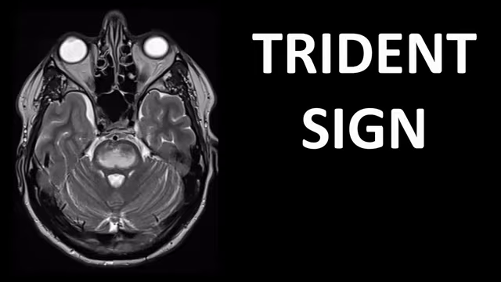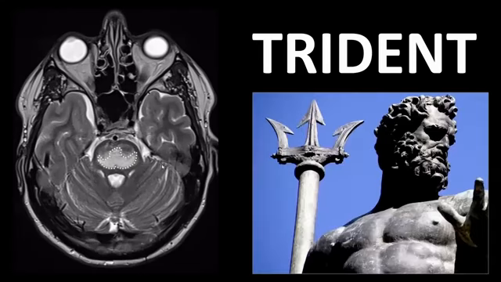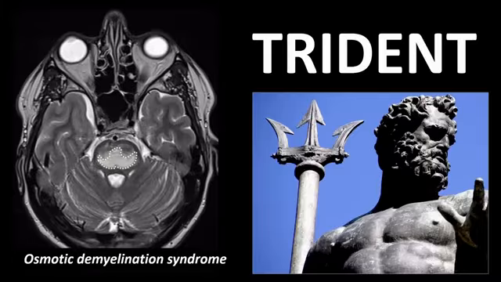Now, this one goes under many names. We see an extensive area of signal abnormalities centrally within the brainstem in the pons. If we look carefully and use our imagination a bit, it looks a bit like a trident. Now imagine this is a patient who developed brainstem symptoms rather acutely after a rapid correction of hyponatremia. This is the trident sign of osmotic demyelination syndrome.